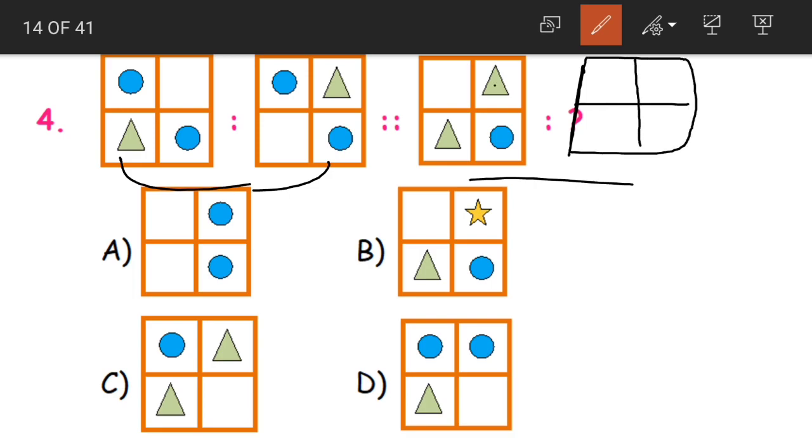First let us draw a square with 4 blocks. See here the triangles are 2 in number, so their places won't change. Keep them as it is. Our circle here will move to the opposite direction. It was here in the right side bottom. Now it will go to the left top. Understood, children? So this will be our required figure to complete the given analogy.